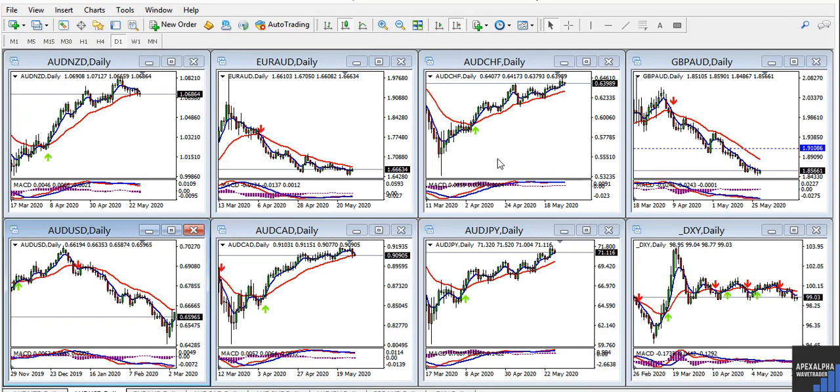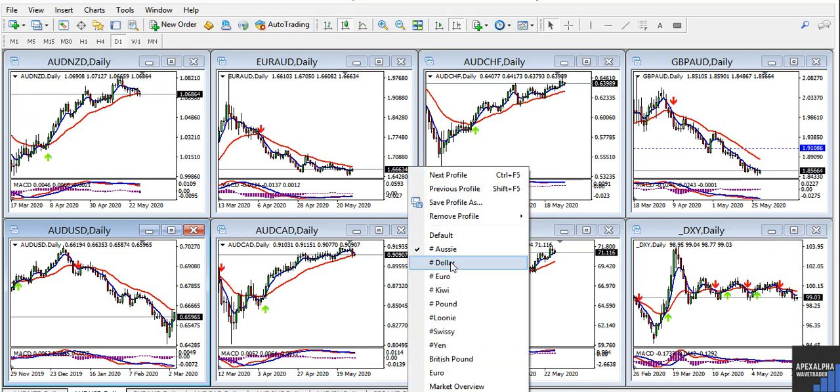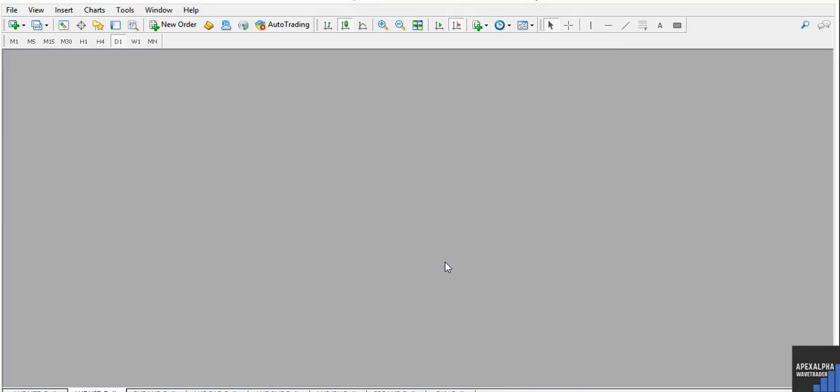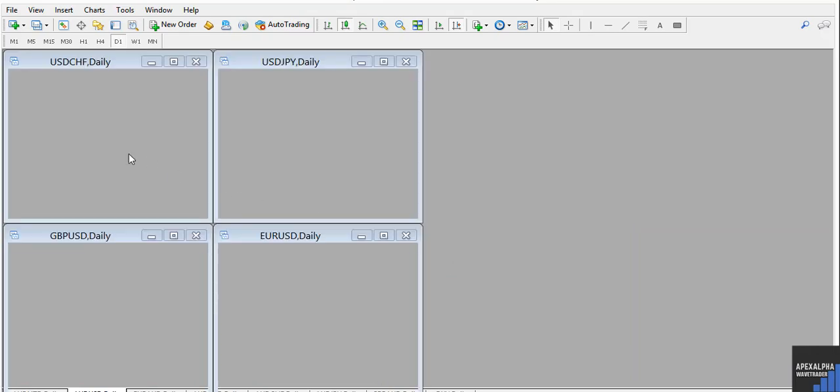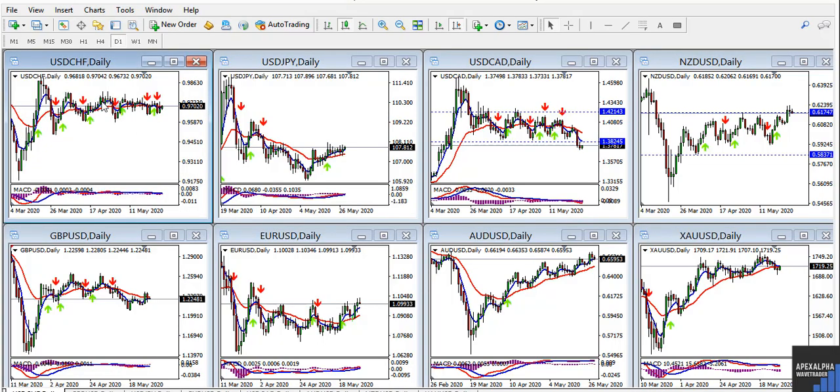All right, so now let me switch to the other profile here. Let's go to the dollar profile now. This profile has all the dollar pairs. You can see here USD CHF, GBP USD, USD JPY, EUR USD, USD CAD, AUD USD, which we just saw, but it's here because it's a dollar pair, NZD USD, XAU USD.